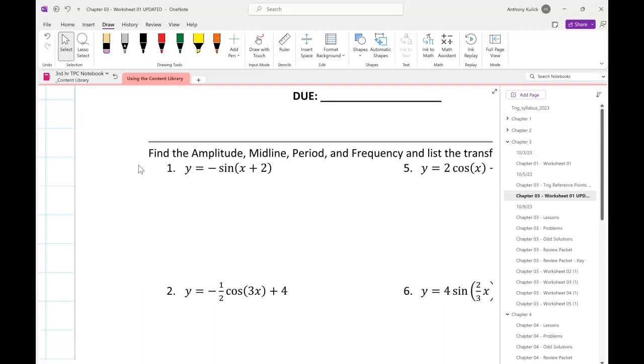Anybody with questions from chapter 3, worksheet 1 that you would have done for homework? Yeah, I think that's probably what we're mostly interested in right now. Can I do number 1? Yes.